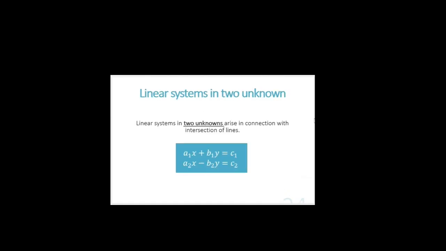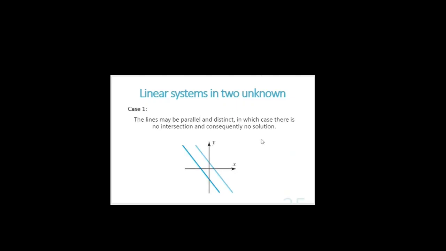Here, linear systems in 2 unknowns are going to arise in connection with an intersection of lines. So if you have 2 unknowns and you find the solutions, you could have an intersection of lines. Let's look at what that looks like. Or you might have something happen where possibly the lines are parallel. If the lines are parallel, what do you think happens? Do we have a solution to the system, do you think? No, we sure don't.